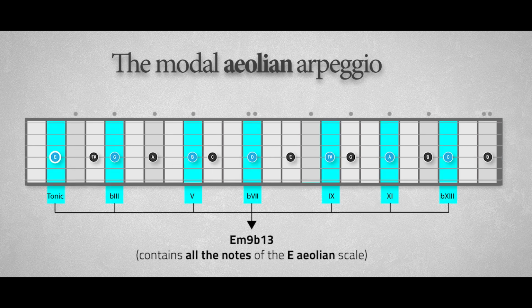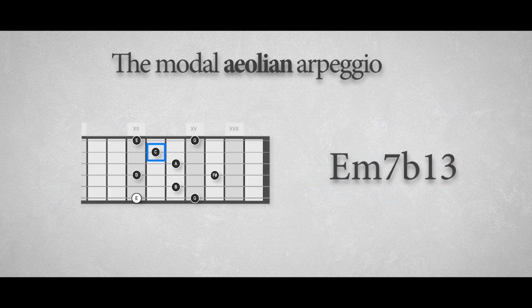E, G, B, D, F sharp, A and C. The minor 6th degree, the note C in E Aeolian, is the characteristic note in this mode. Especially this note will make this arpeggio sound modal, so this arpeggio results in an Aeolian modal sound.